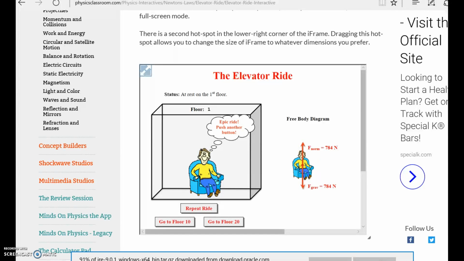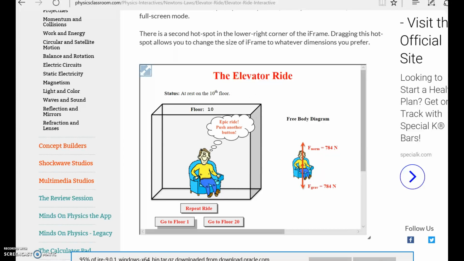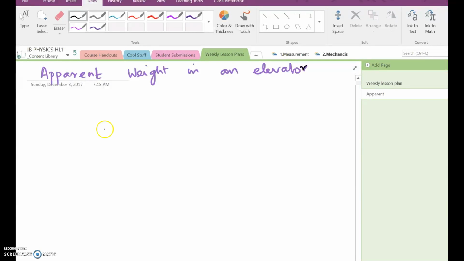Now let's take a look at what happens if he takes a ride to floor 10. So notice what happens to the normal force. It increases and then it decreases and then comes back to the normal. So what is really happening here? In order to understand that, let's represent this as the person.